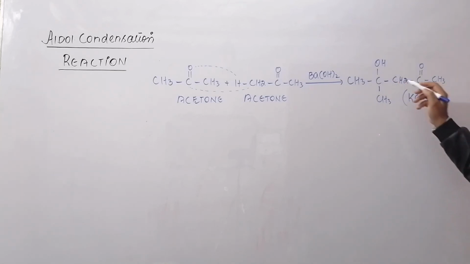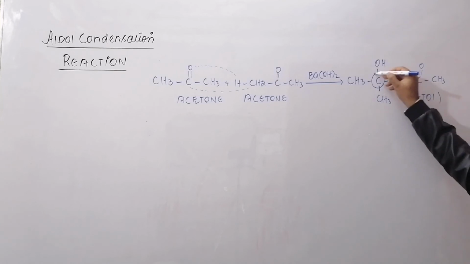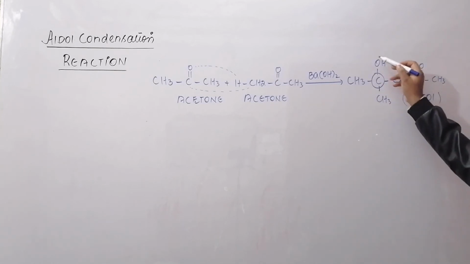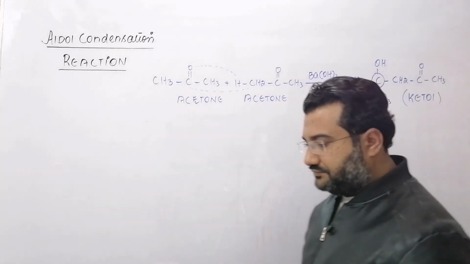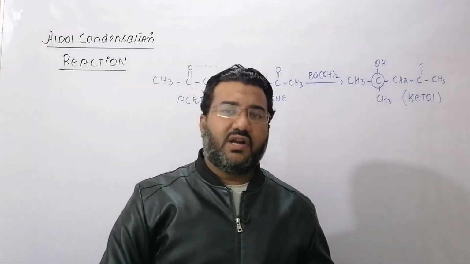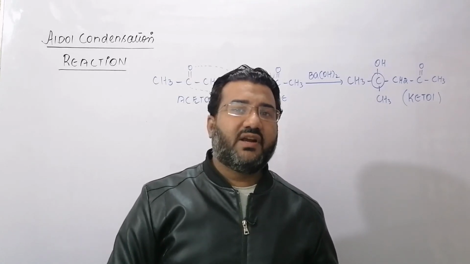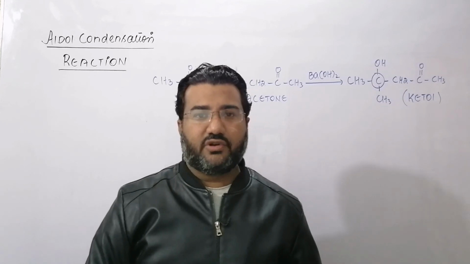And dear student, again you can see that this is the carbon of the functional group, here it is the alpha carbon and it is the beta carbon. So again the OH group is attached to the beta carbon, so it will be a beta hydroxy carbonyl compound. So aldol and ketol are both defined in the same way, that they are beta hydroxy carbonyl compounds.